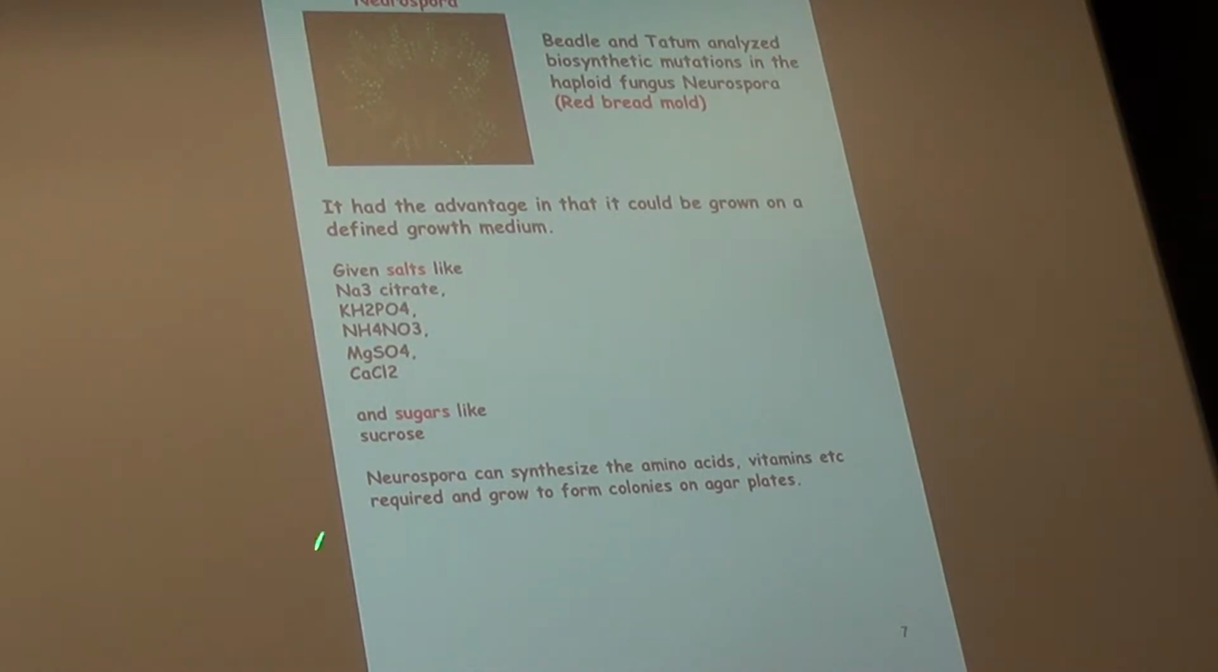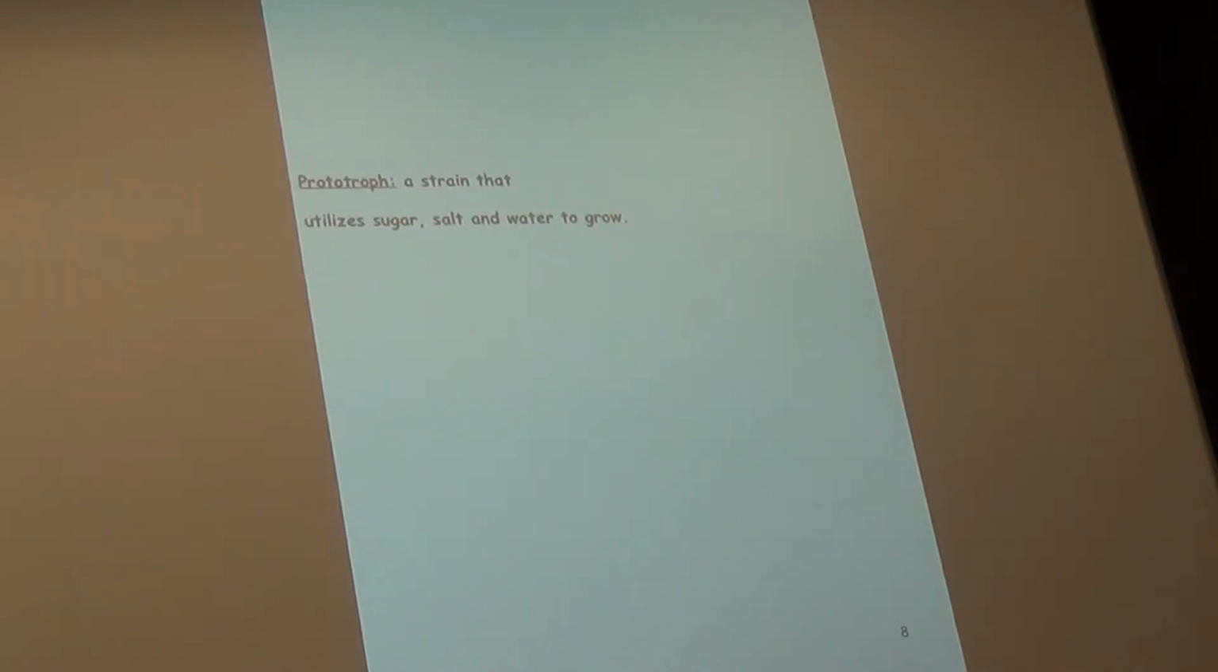Okay. Neurospora can then synthesize the amino acids, the vitamins, and everything else that they are required to grow and form a colony on a plate. So, salt plus sugar, and voila, you get growth. Okay, so a few terms. A prototroph is a strain that utilizes sugar, salt, and water to grow. You could call it a wild strain.